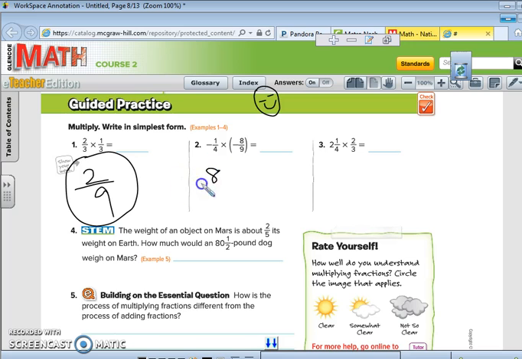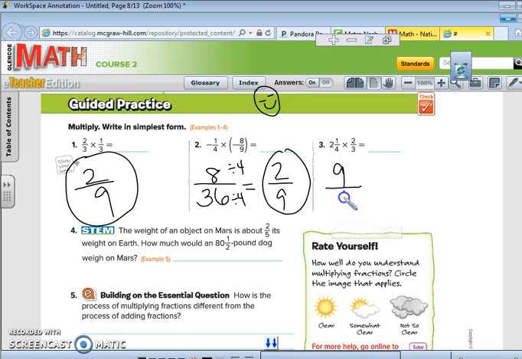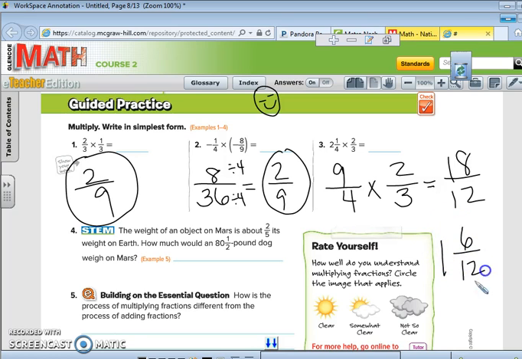1 times 8 is 8. 4 times 9 is 36. And then I'm going to simplify by dividing by 4. That gives me 2. That gives me 9. So 2/9 again. And then this time I have a mixed number, so I have to do the MAD method. Multiply, add, keep the denominator. So when I multiply, 4 times 2 is 8, plus 1 is 9. Keep the denominator. Then go straight across to get 18/12, and then you should have simplified by saying 12 can go into 18 one time. 6 left over 12, which gives me 1 and 1/2.